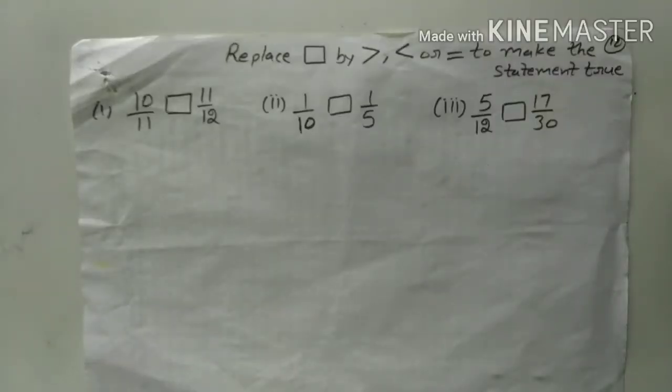Dear student, in this video we are going to decide which of two fractions is greater, which is smaller, or whether they are equal. So let us start this question. The method for this type of question is the cross multiplication method in case of two fractions.